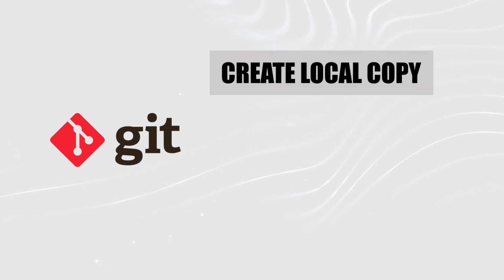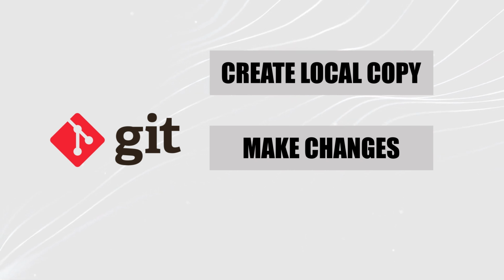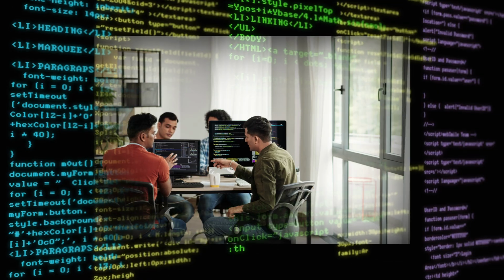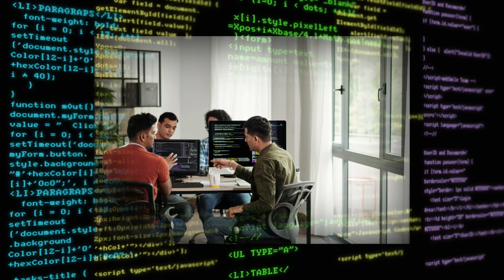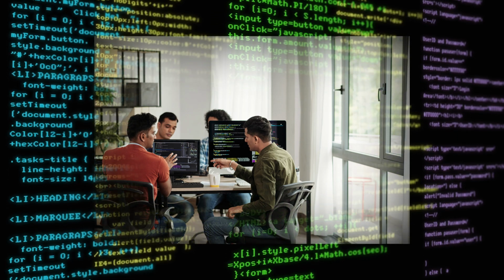With Git, we can create a local copy of our codebase, make changes, and then push those changes to a remote repository. This allows us to easily collaborate with other developers and manage different versions of our code.